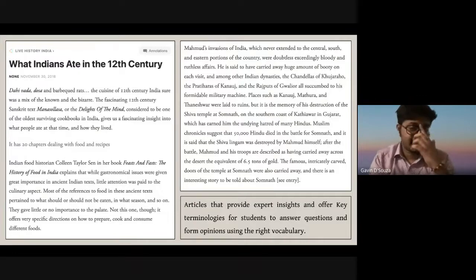Here on this slide, we see some more articles that were offered to students to understand India in the 12th century. And classroom discussions were conducted on the insights gained from these articles and more.